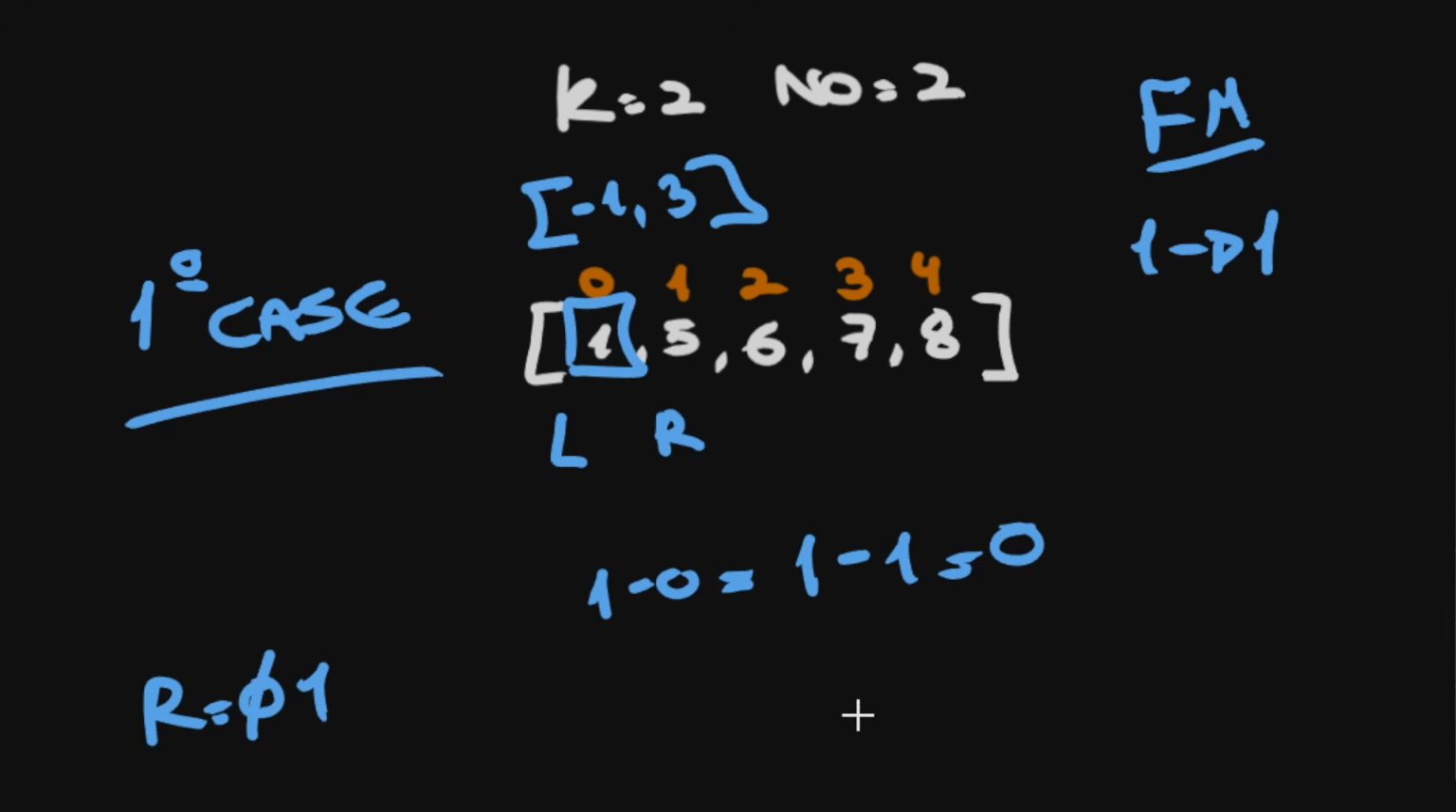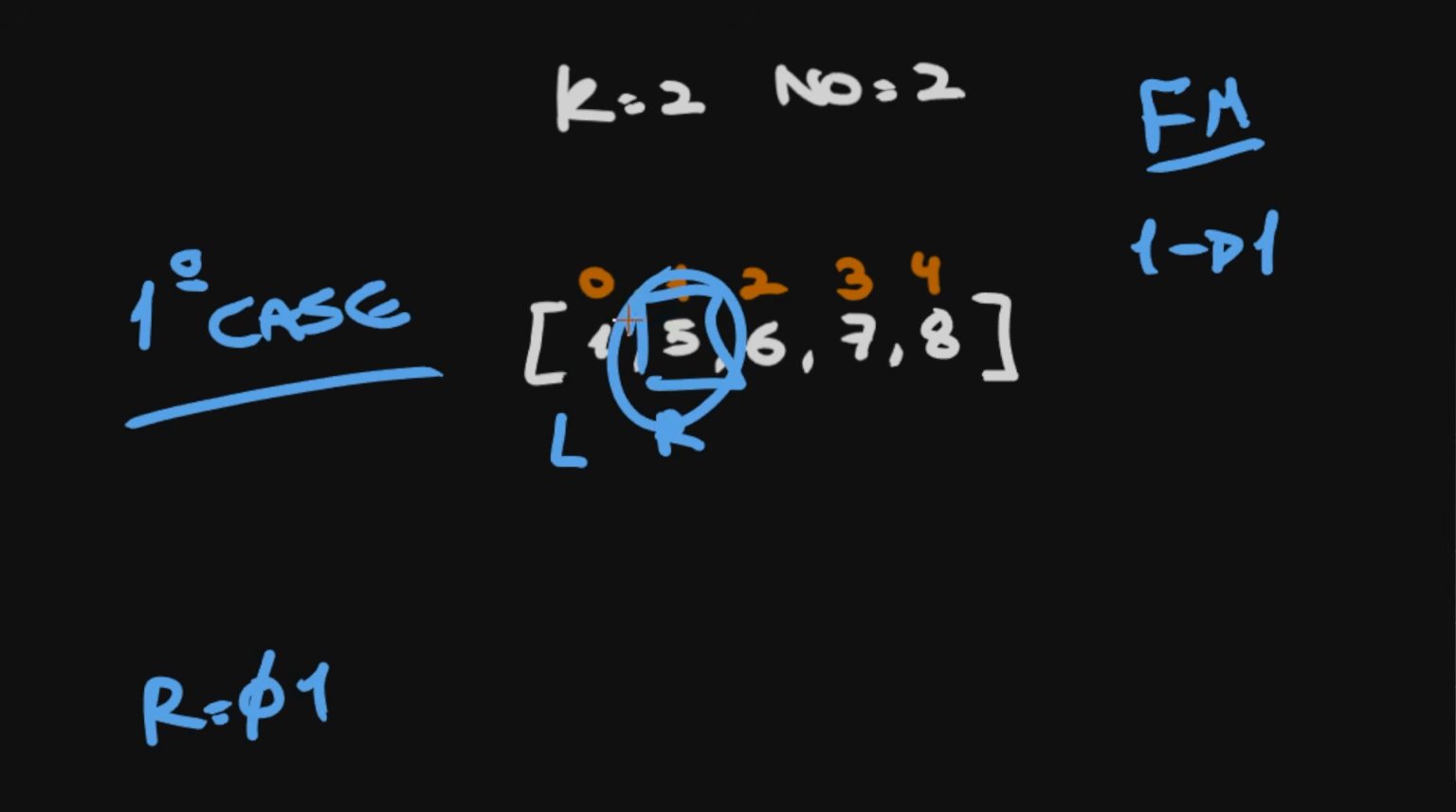So in this case, the result is the frequency for the target, 1, plus the minimum of this and this, which is 0. And this is 1. And now we take the maximum between this and the previous result, 0, which is 1. That's why here we have a 1.